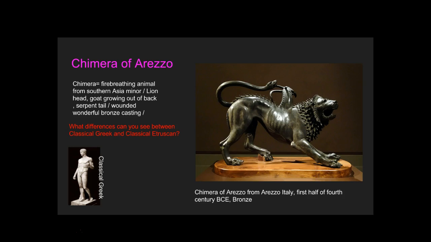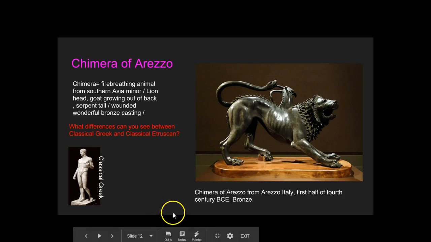Chimera of Arezzo, can't say the word. A chimera is a fire-breathing animal. Its legend originated from southern Asia Minor. It's got a lion head, a goat growing on its back right here, and then a serpentine tail. It's beautifully cast out of bronze. And so we're kind of seeing the difference between the classical Greek sculpture and this going on. It almost has more of a Hellenistic aspect because of the high emotional intensity in it.